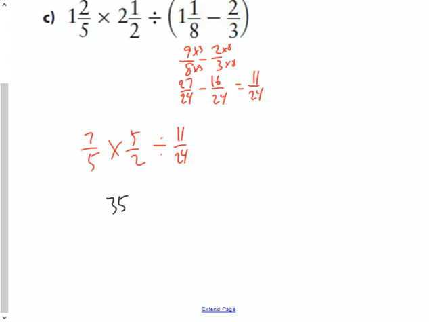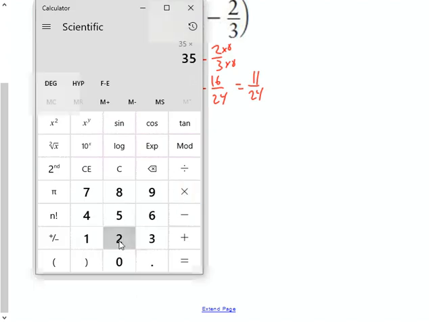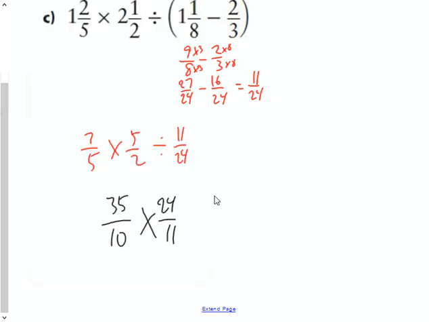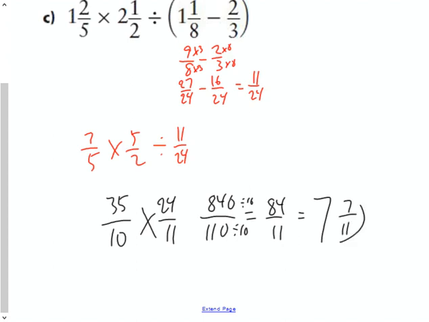So you're going to get 35 over 10 multiplied by the reciprocal, which would be 24 over 11. And here's where it gets complicated if you didn't cross reduce. Now your numbers are ungodly big, and you're like, why didn't I cross reduce? 35 multiplied by 24 is 840 over 110, which will become 84 over 11 when you divide both by 10, which will then be 7, which is 77, and 7/11 as your final answer.